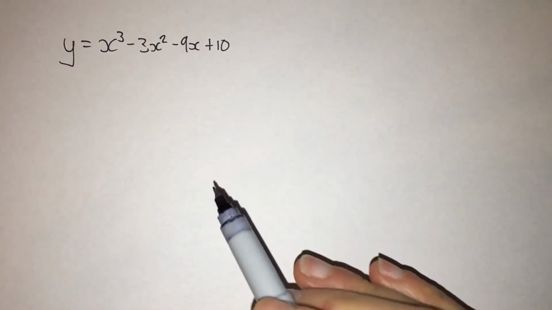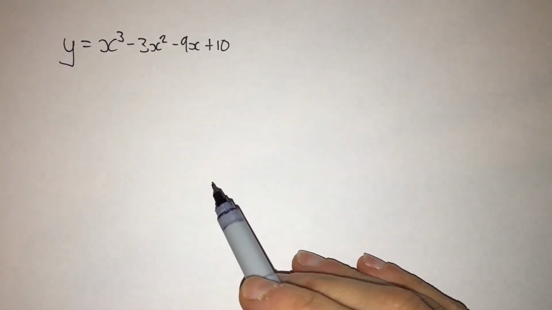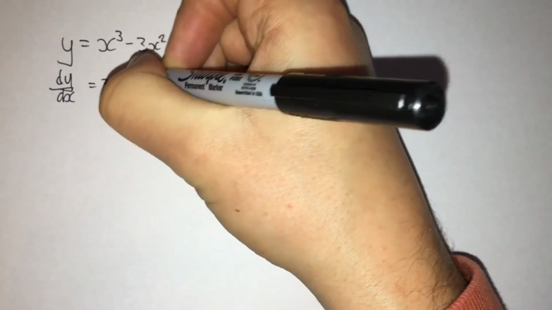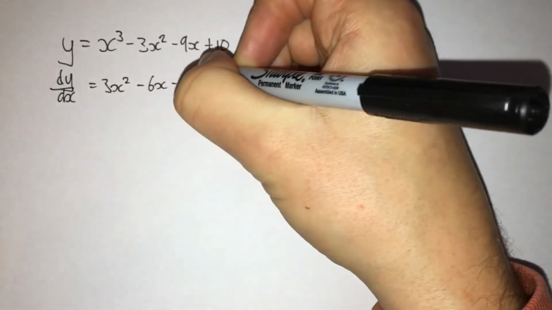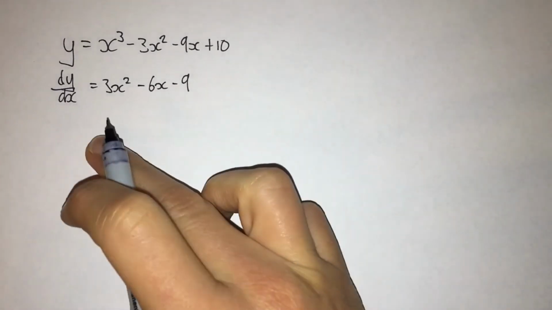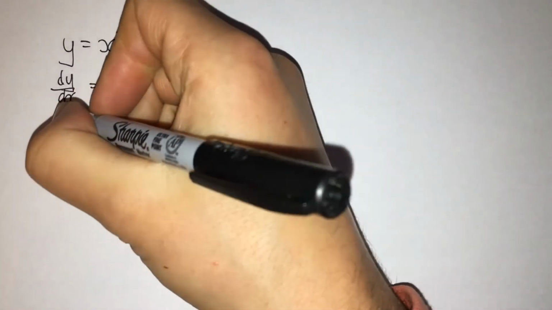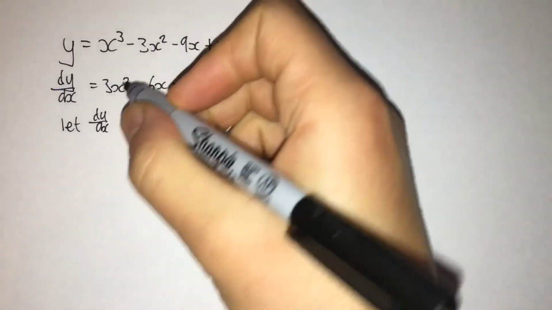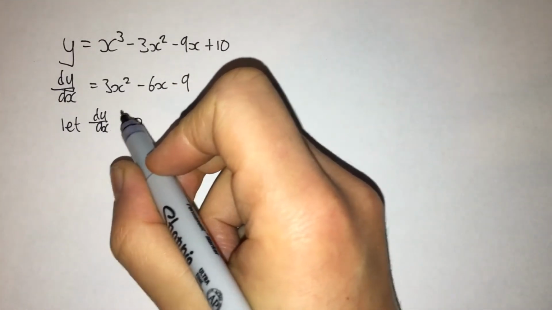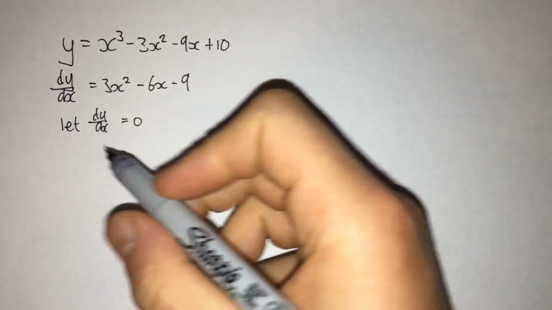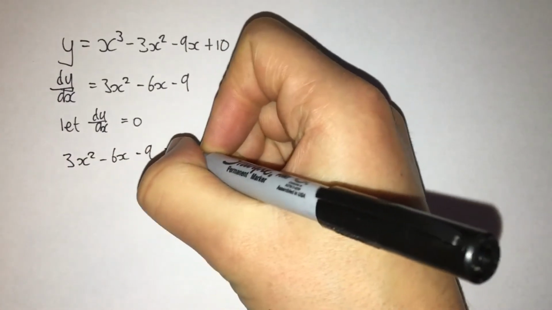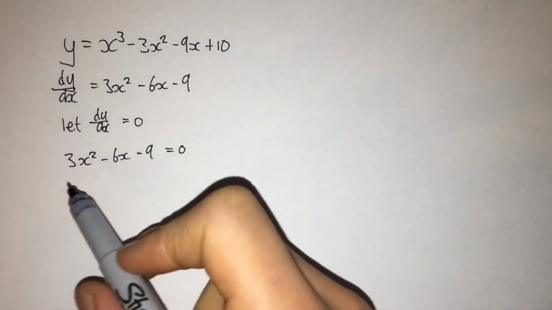Well, we know that at any stationary point, the gradient of the tangent at that point is 0. So if we find the gradient function, by differentiating this, we get 3x squared minus 6x minus 9. Like we said, we know that the gradient at a stationary point is 0. So we'll let dy by dx equals 0 to find the corresponding values of x, the x coordinates, if you like, of those stationary points.